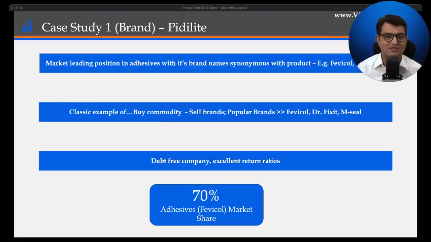Like Xerox, yes, absolutely. Fevicol, yes, absolutely. So all of you are able to recognize. That is how deeply penetrated these brands are.